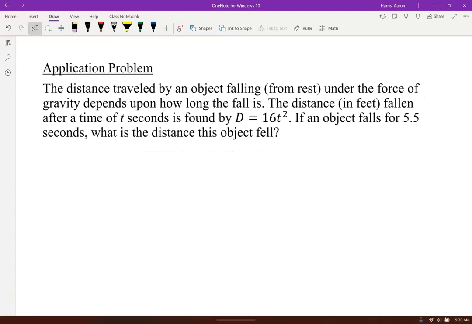Distance traveled by an object from rest under the force of gravity depends on how long the fall is. The distance after time t seconds can be modeled by 16 times t squared. If an object falls for 5.5 seconds, so here's our time.